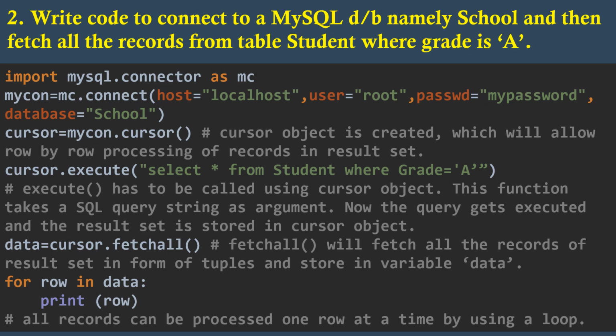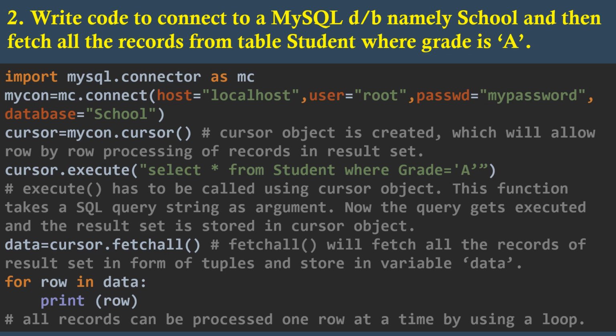Now to see the output, to check the result set, we have to call the function fetchall. There are different fetch functions. Here we will call fetchall, and this function will fetch all the records of the result set which are there in the cursor object, and those will be stored in a variable data in the form of tuples. That means each record will be stored in the form of one tuple.